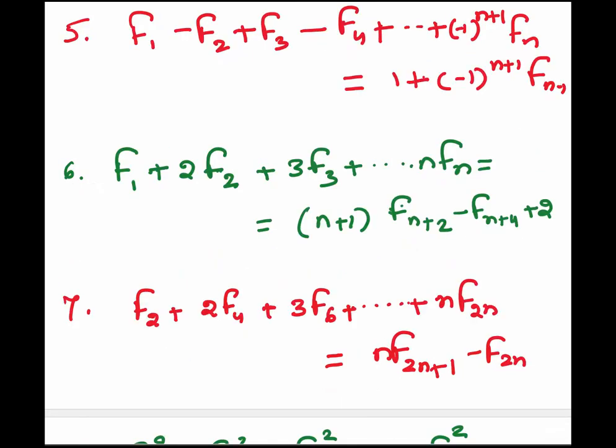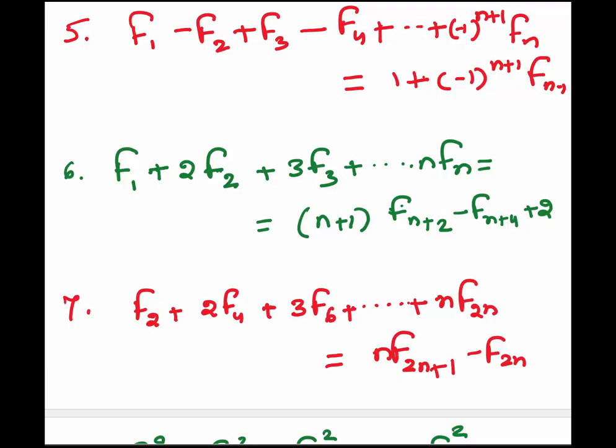Let's come to the fifth identity. Here we have added all the Fibonacci numbers but with alternate plus and minus sign, and this sum is nothing but 1 plus (-1) to the power n+1 F(n-1). In the sixth identity, we have taken F1 plus 2 times F2 plus 3 times F3 and so on plus n F(n), and this comes out to be nothing but (n+1) F(n+2) minus F(n+4) plus 2.